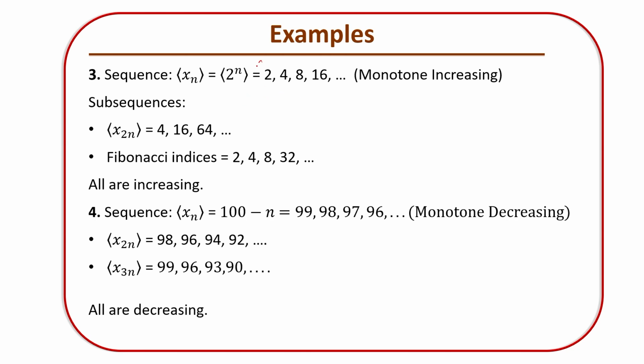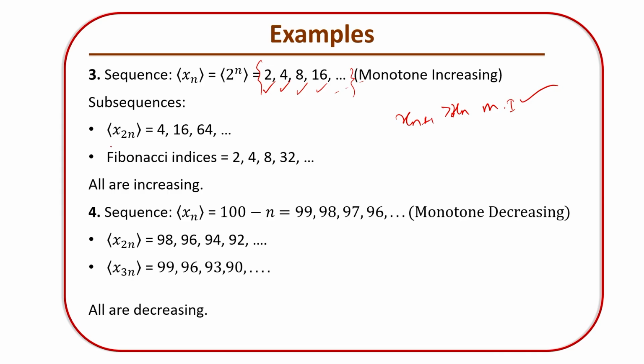So all the terms of the sequence consist of 2 to the power n. The first term is 2, the second term is 4, 8, 16 and so on, right? And as you can see here, x_{n+1} is strictly greater than x_n, and hence it is a monotonic increasing sequence.